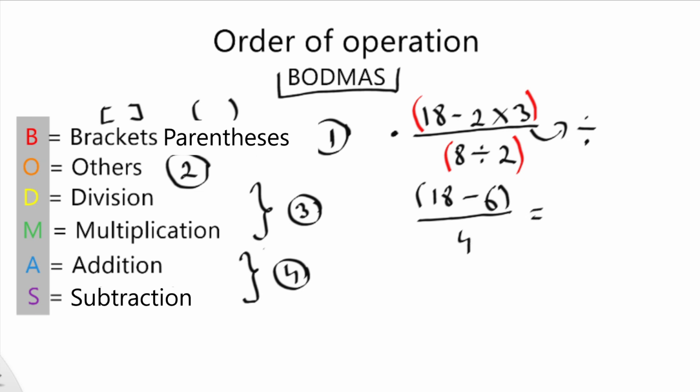Now, we'll go to the rules once again. Do you have any brackets? Yes, we do. 18 minus 6, which gives us 12 over 4. Now, I said that this line means division. So going to the rules again, we have division, and 12 divided by 4 gives us 3.